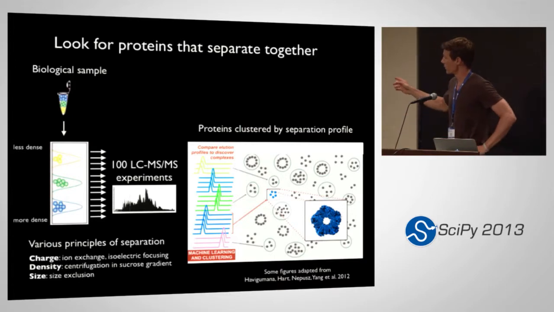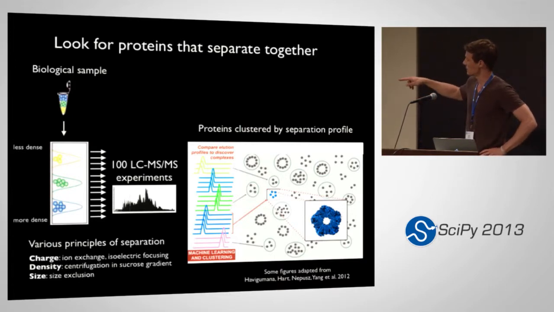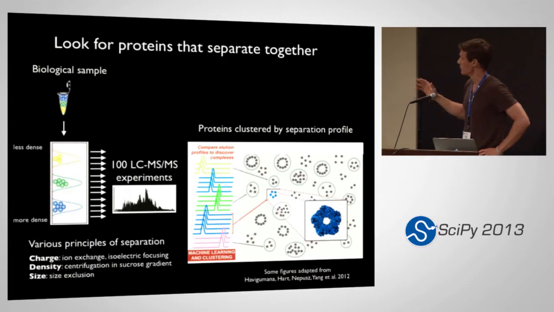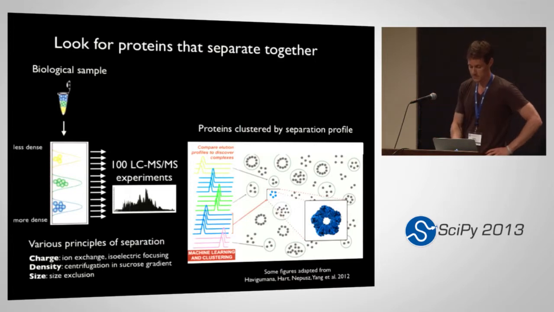So in this image here on the right, on the left side, you'll see the second set of blue lines are all kind of lined up at the same point. They kind of have a peak at the same place. That's what we call correlated separation profiles. It means those proteins are coming out at about the same point of that separation, and it implies they might be part of a complex.